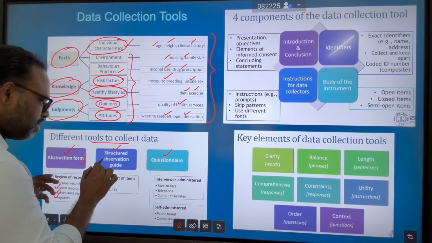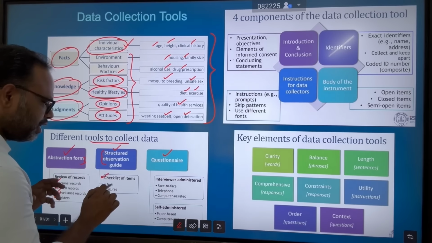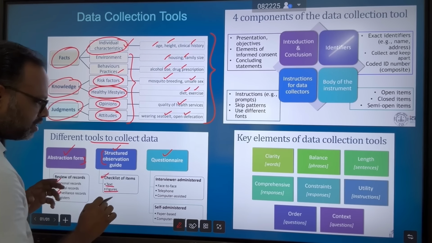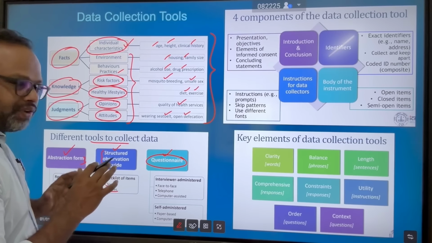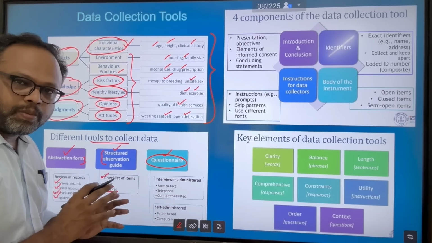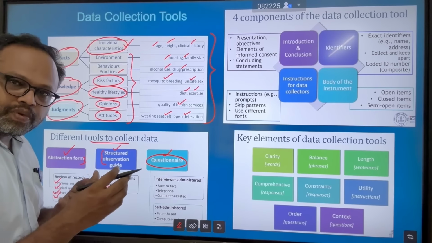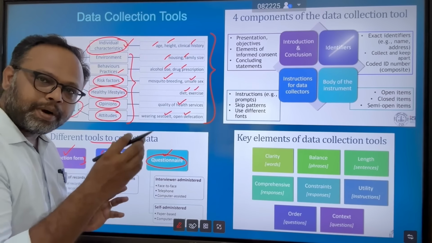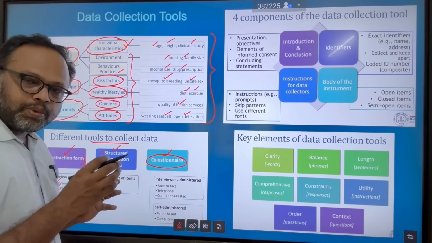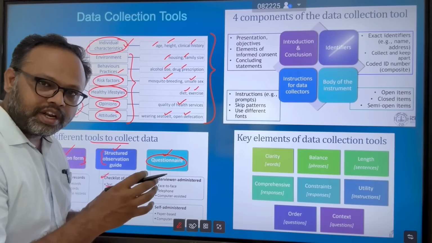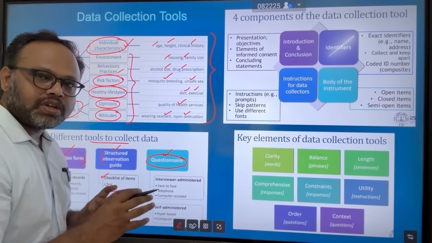Now the structured observation guide is the checklist of items. We have text and figures, and through that we collect the data. The difference between the questionnaire and the study pro forma is, a set of questions aimed to measure a particular outcome is called as a questionnaire. Suppose let's say we are assessing the sleep quality with 20 questions, then that is called as a questionnaire.